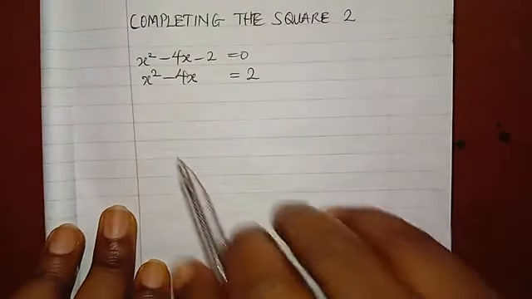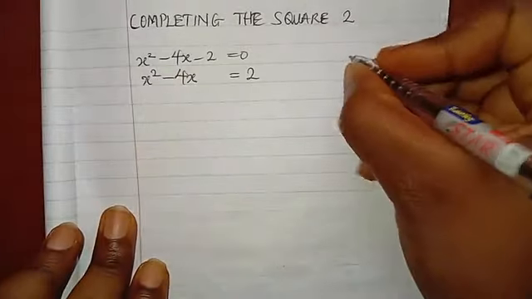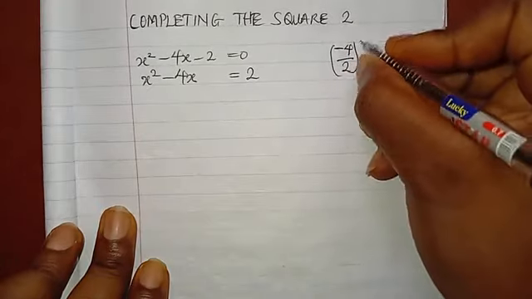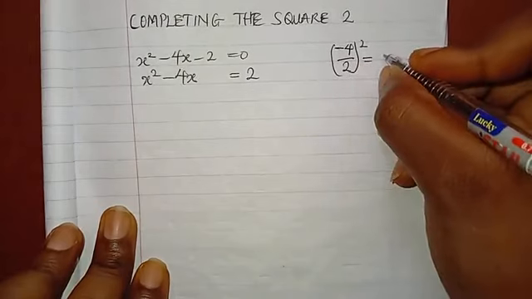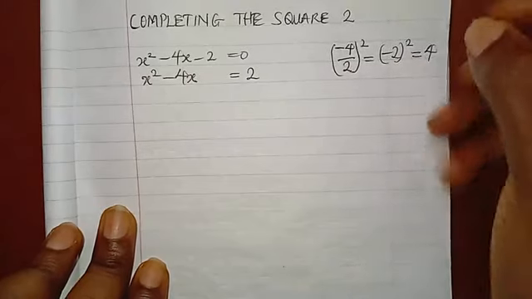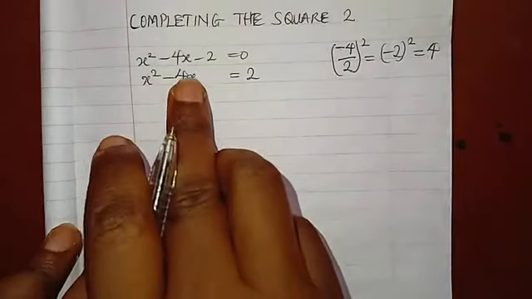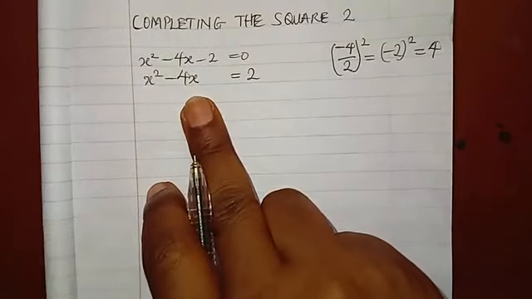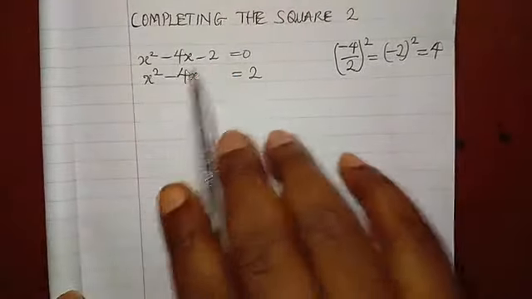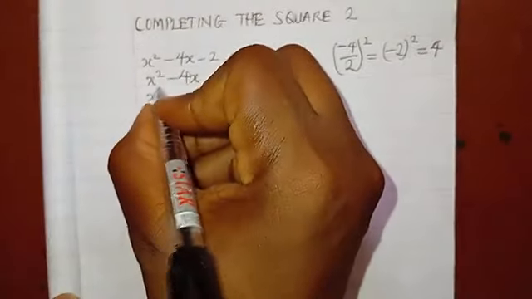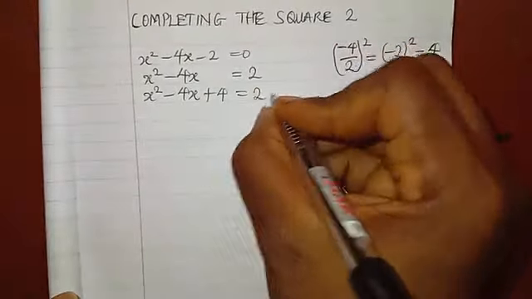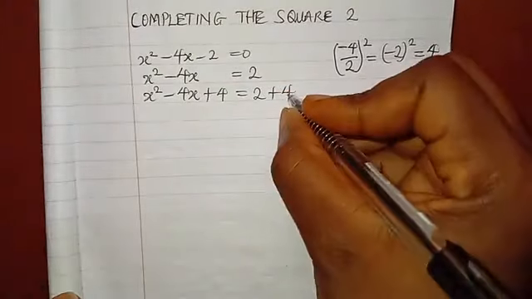positive 2. Now the coefficient of x, which is minus 4, we are going to divide it by 2 and we are going to square that value. Minus 4 divided by 2 is minus 2. When we square minus 2, we are going to get 4. So this 4 is what we'll be adding to this part of the equation to make it a perfect square. And now this 4, we are going to add it to both sides of the equation. So we have x squared minus 4x plus 4 is equal to 2 plus that 4.